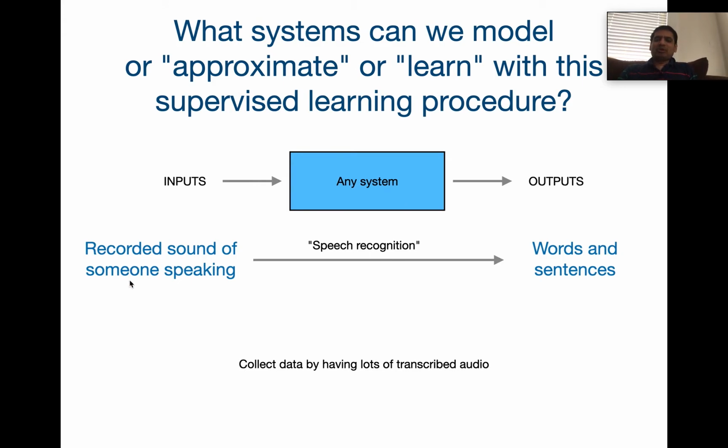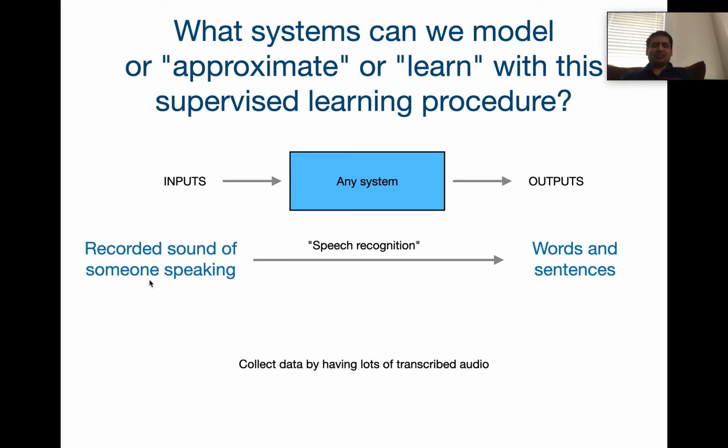If the input is the recorded sound of someone speaking, the output is words and sentences that they spoke, you would call that function speech recognition, essentially. So how would you construct a speech recognition software? One way to do it is to have lots of data of someone speaking, and then you have a whole bunch of people transcribe those spoken sounds. Transcribe meaning convert that into words and sentences. Like someone types out, oh, what did they say?